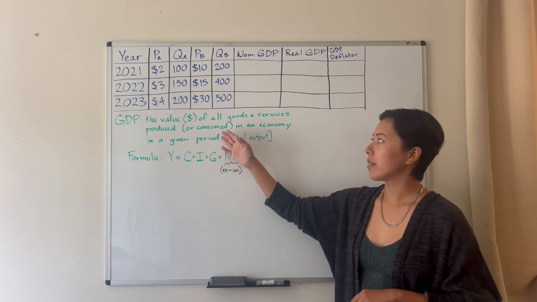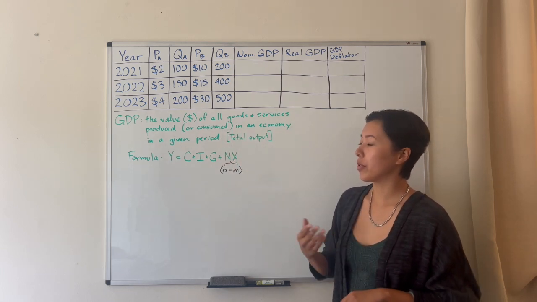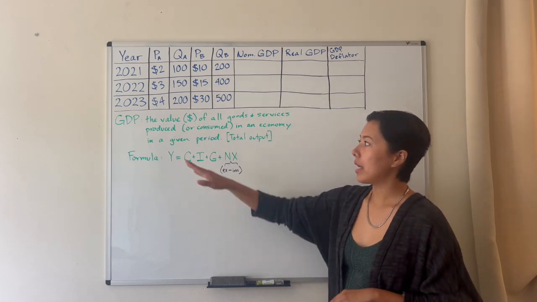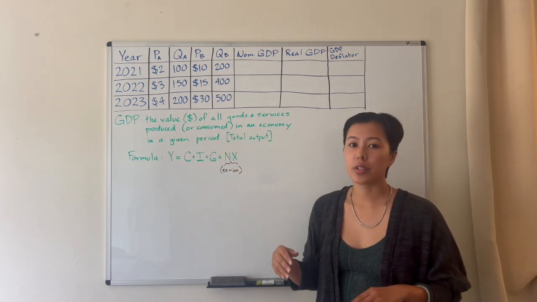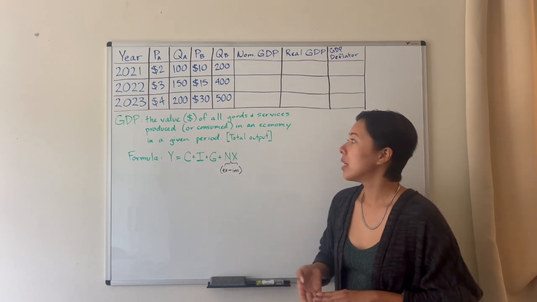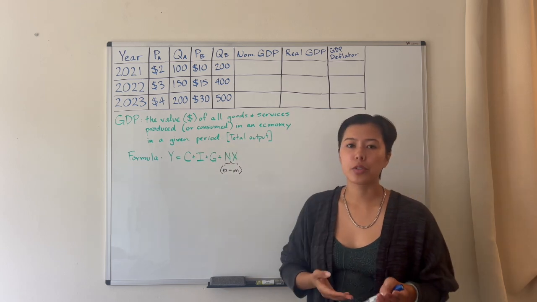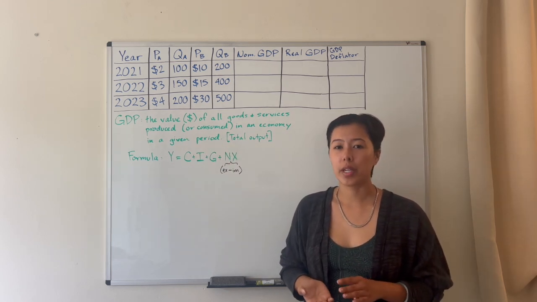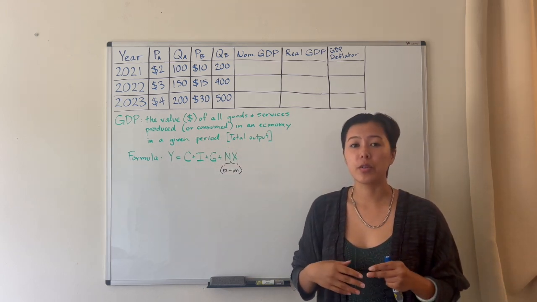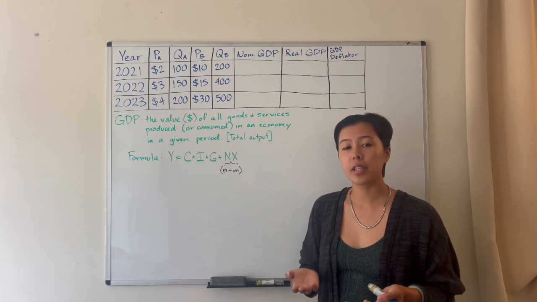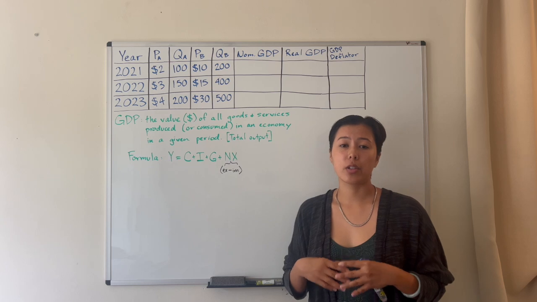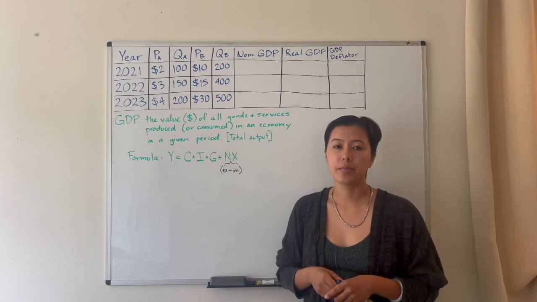So GDP is the value of all goods and services that are produced or consumed in an economy in a given period. So anytime we're talking about value, we're always going to use currency. So for us, we're going to be using US dollars when we're talking about the US. And remember that production and consumption are kind of like two sides of the same coin. So we can calculate GDP by either adding up the total value of all goods that are produced in an economy in a given period, or by adding up the value of all goods and services that are consumed in an economy in a given period.